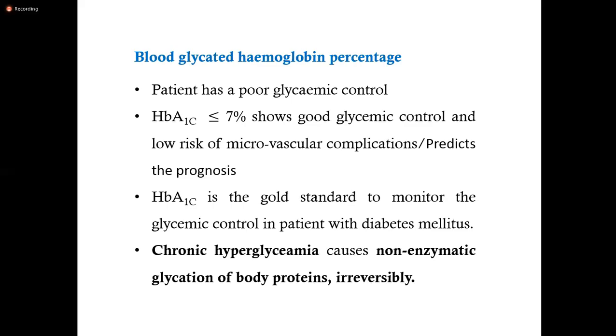So what is the biochemical basis? As we know, when the patient is having absolute insulin deficiency, or relative insulin deficiency with insulin resistance, whatever. Now, specifically addressing this patient, who is having absolute insulin deficiency and chronic hyperglycemia, there can be non-enzymatic glycation of body proteins, that is non-enzymatic and irreversible. How does that happen? Which part of the hemoglobin gets affected? That also you have to tell.